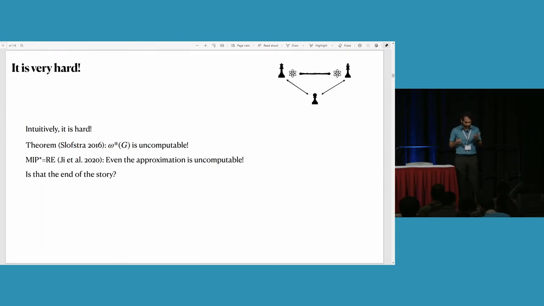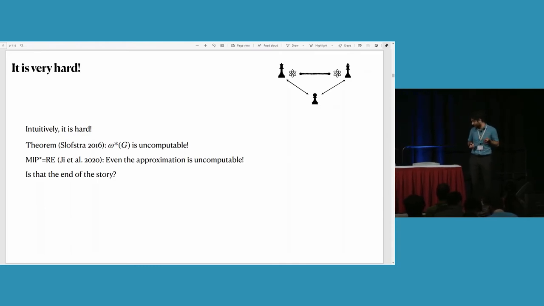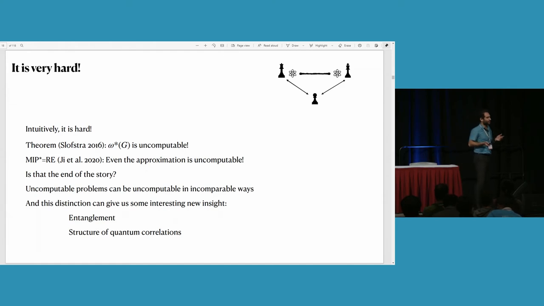Then that begs the question, is that the end of the story? Well, I hope I can show it to you in this talk that there are some other very interesting things going on. We will see that uncomputable problems, like the two problems that I just mentioned, the approximate calculation of the value and exact computation, can be uncomputable in incomparable ways. And this distinction, this incomparability, can give us some interesting new insight about entanglement and the fine-grained structure of quantum correlations.